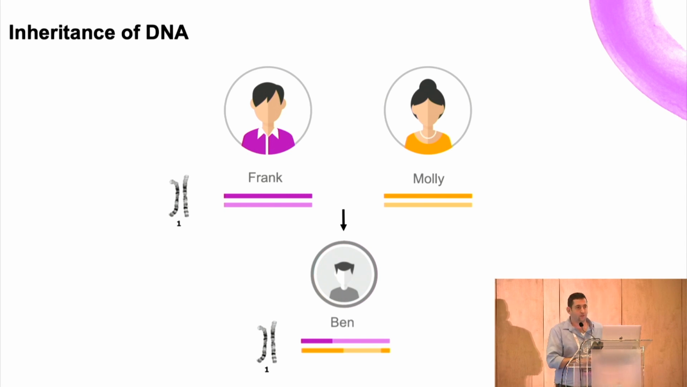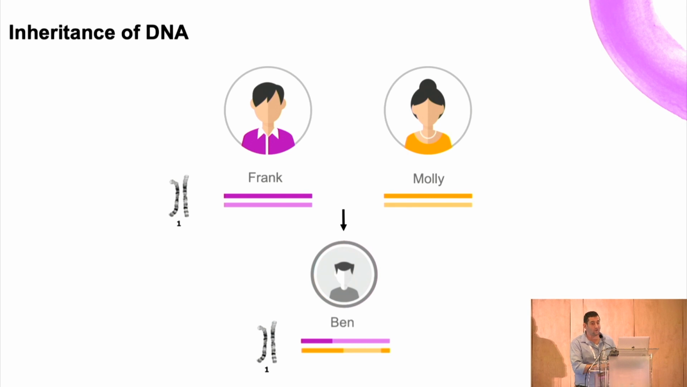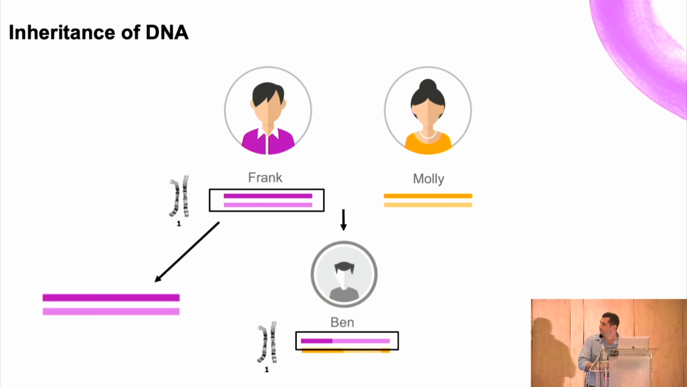Ben has one chromosome of the pair colored in purple, and the other colored in orange, because the upper one he inherited from his dad Frank, and the one on the bottom he inherited from Molly. And you can see that the colors don't look exactly the same because he inherited some from his father's first allele, we call it, and from his second allele. Let's look at it for a second and zoom in. So this was Frank's chromosome 1, and this is Ben's chromosome 1.